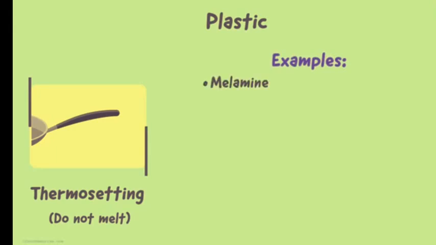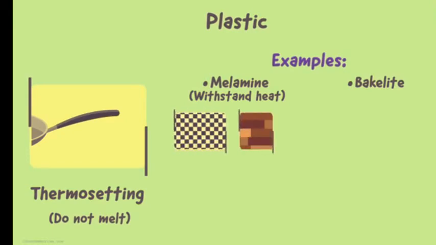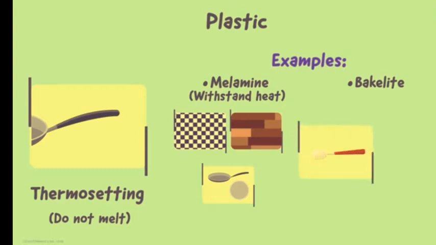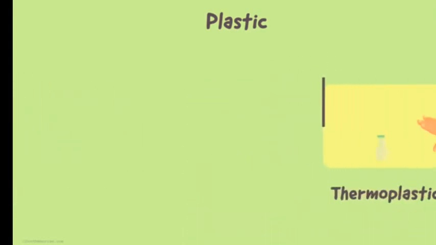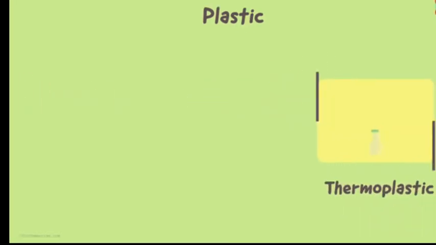The examples are melamine and bakelite. Now melamine is used in utensils which have to withstand a lot of heat. Therefore you get tiles made up of melamine, and you get pans which have handles of plastic made of melamine. Whereas bakelite is a poor conductor of heat as well as electricity. Therefore we see electrical appliances as well as switches and sockets made up of this kind of plastic.